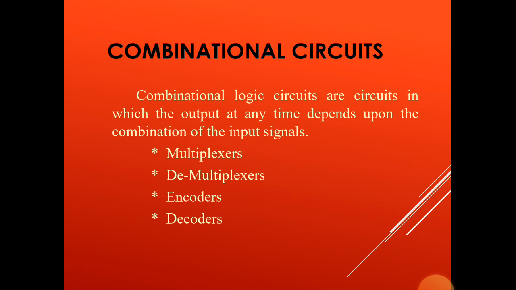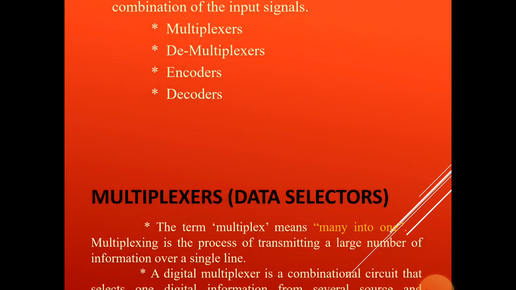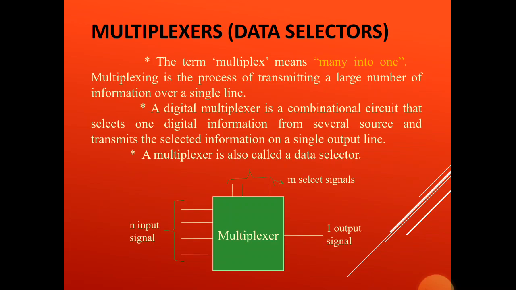Next we will move to combinational circuits. A combinational circuit is one which consists of no memory elements. Multiplexers, demultiplexers, encoders, decoders, half adders, full adders, half subtractors and full subtractors are all examples of combinational circuits. The first example is the multiplexer, otherwise called a data selector.